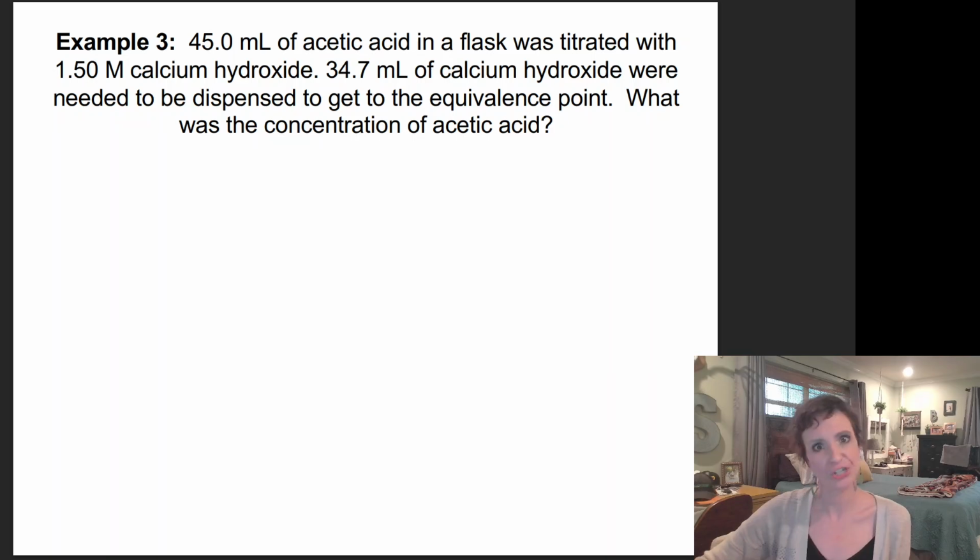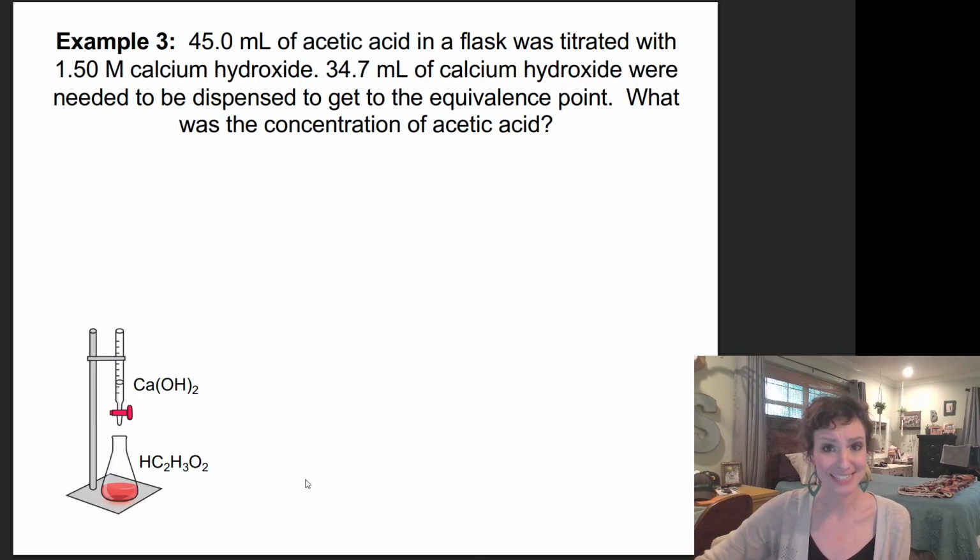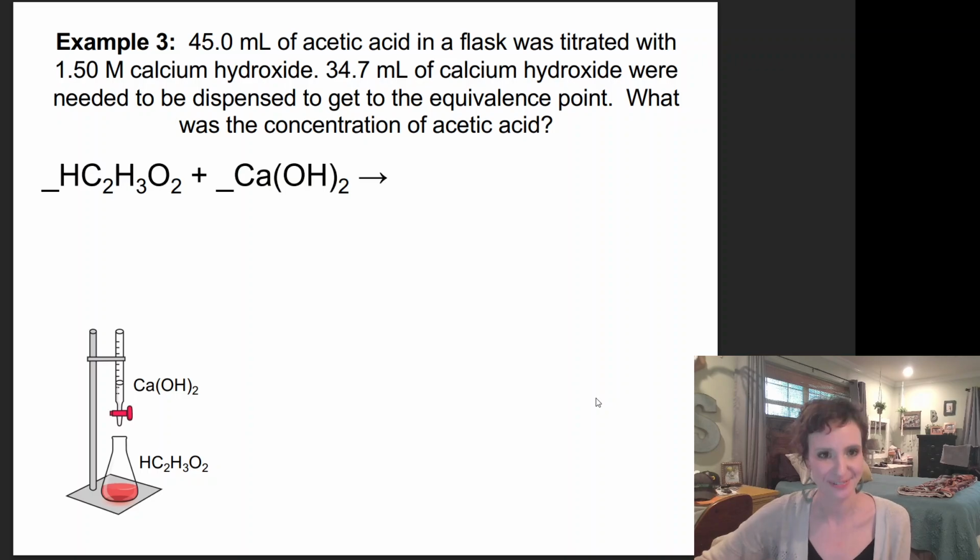What was the concentration of the acetic acid? You're like, okay, who is who in this game of playing titration? Okay, you guys, we've got acetic acid in the flask. They told us it was in the flask, okay? They also said we added a certain volume of calcium hydroxide, or we've dispensed the calcium hydroxide. So that means my titrant in the burette is going to be the calcium hydroxide. Great. These are my reactants for my equation.